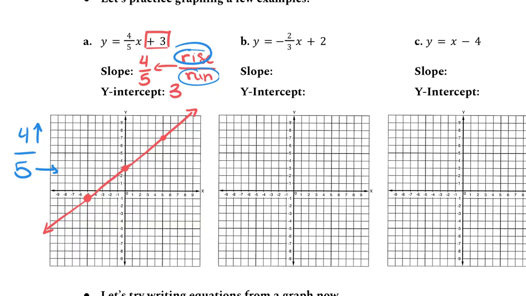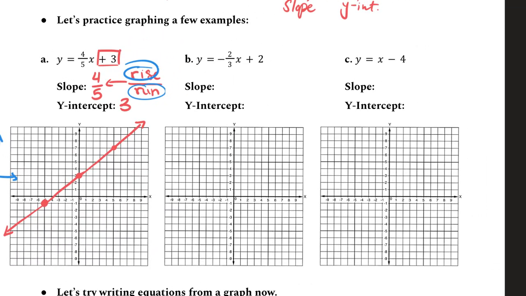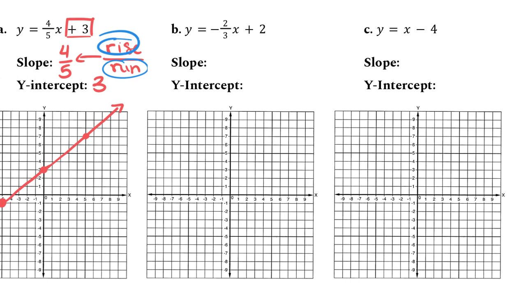Now that might have been a lot right off the bat, but let's try another one. Okay, let's look here. We have y equals, and let's notice, this is negative. y equals negative 2 over 3x plus 2. What is the slope of this line? The slope, again, is just what's in front of our x value. So we keep it negative, and our slope is negative 2 over 3.